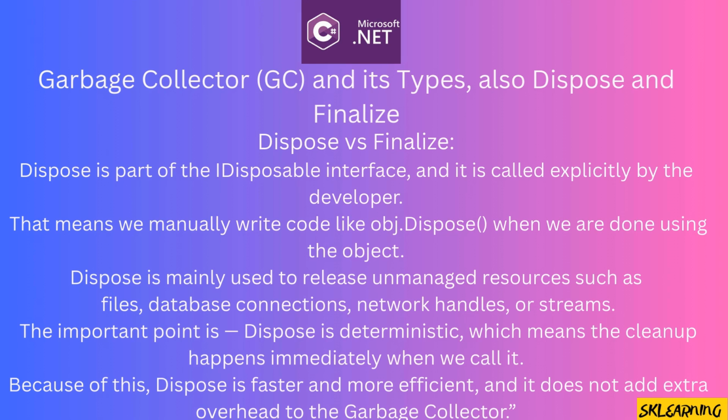Dispose method. Now let's talk about dispose. Dispose comes from the IDisposable interface, and it is called explicitly by the developer. That means we manually write obj.Dispose. Dispose is mainly used to release unmanaged resources, such as file handles, database connections, network connections, streams. Dispose is deterministic, meaning the cleanup happens immediately when we call it. Because of this, dispose is fast, predictable, and more efficient, and it does not put extra load on the garbage collector.